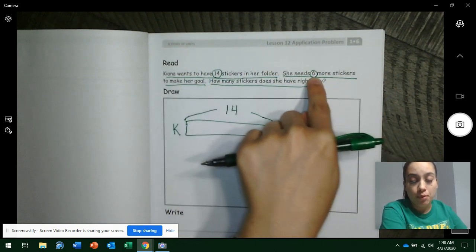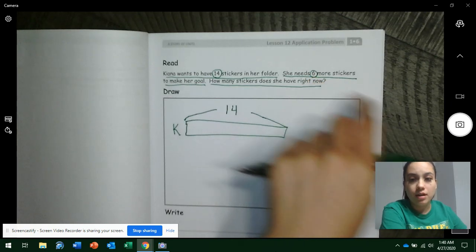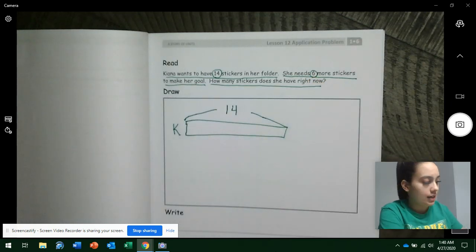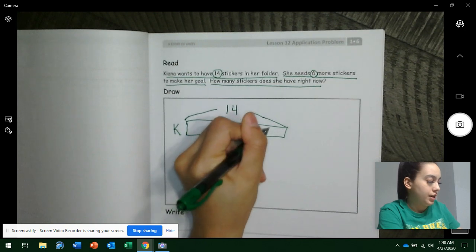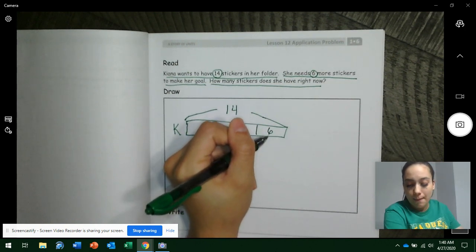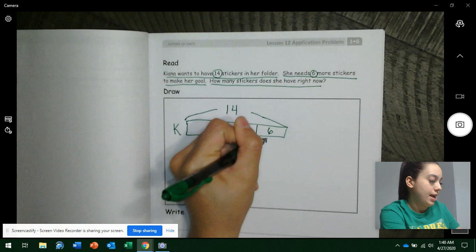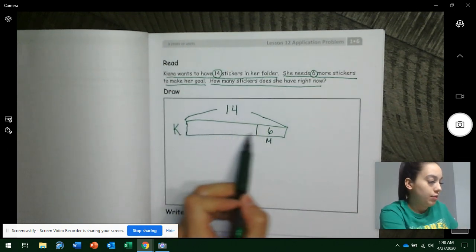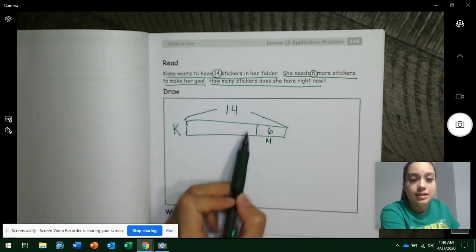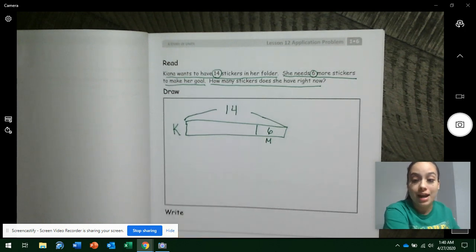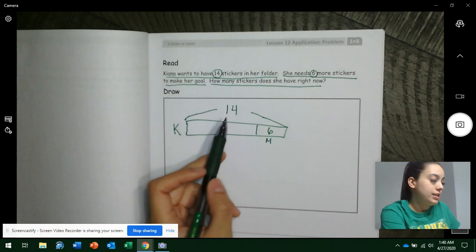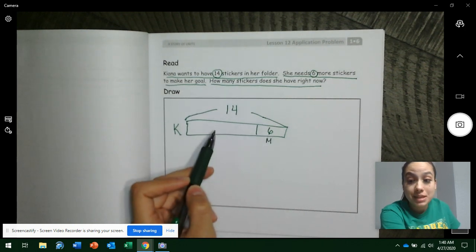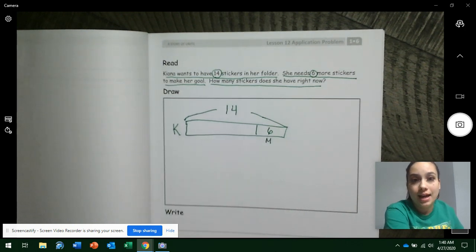And then it says she needs 6 more stickers to make her goal. So is 6 a part or a total? Get ready? Yes, it's a part. So we're going to draw it as our part because these are the amount of stickers she needs. So we're going to put an M for more. She needs 6 more. And the missing part we have right here is the amount of stickers she has right now. So since we have a total and a part and we're missing a part, are we going to add or subtract? Get ready? Yes, subtract.